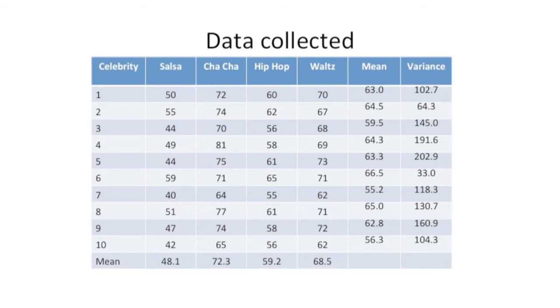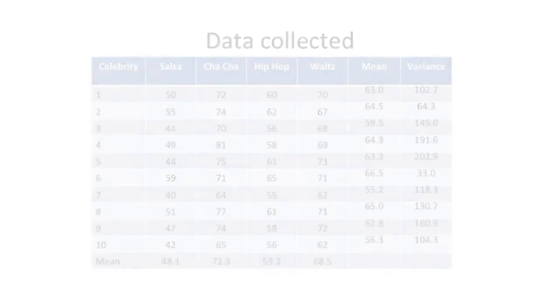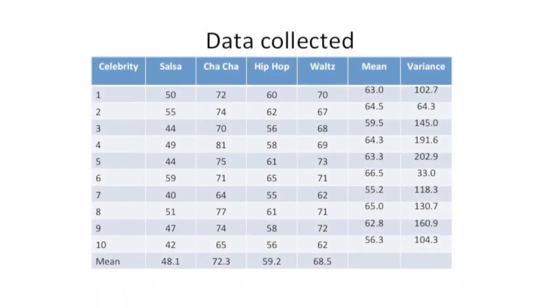What the repeated measures ANOVA attempts to ask is, of this variability that we can see, how much variance is due to their own innate ability to dance, and how much variability is due to the type of dance that they've been judged on. So if you have a look at celebrity 6, for example, their variability is quite small. It's only 33 in terms of the dances that they did.